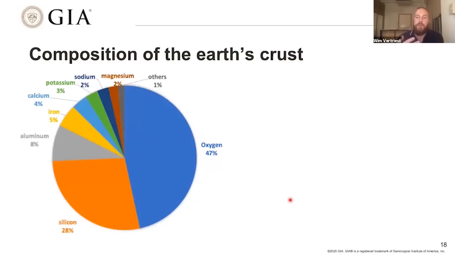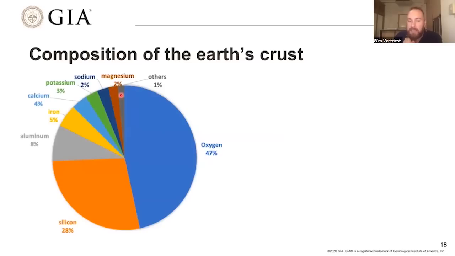Now, something else that I want to bring up real quick, and this is maybe a little bit more complicated, is the composition of the Earth's crust. The Earth's crust, where most of our colored gemstones form. But you see that the majority of the crust actually consists of oxygen. Almost half of it is oxygen. And then you see that the other dominant elements are silicon, more or less a little bit over a quarter, aluminum a little under 10%, and then a few other big ones.